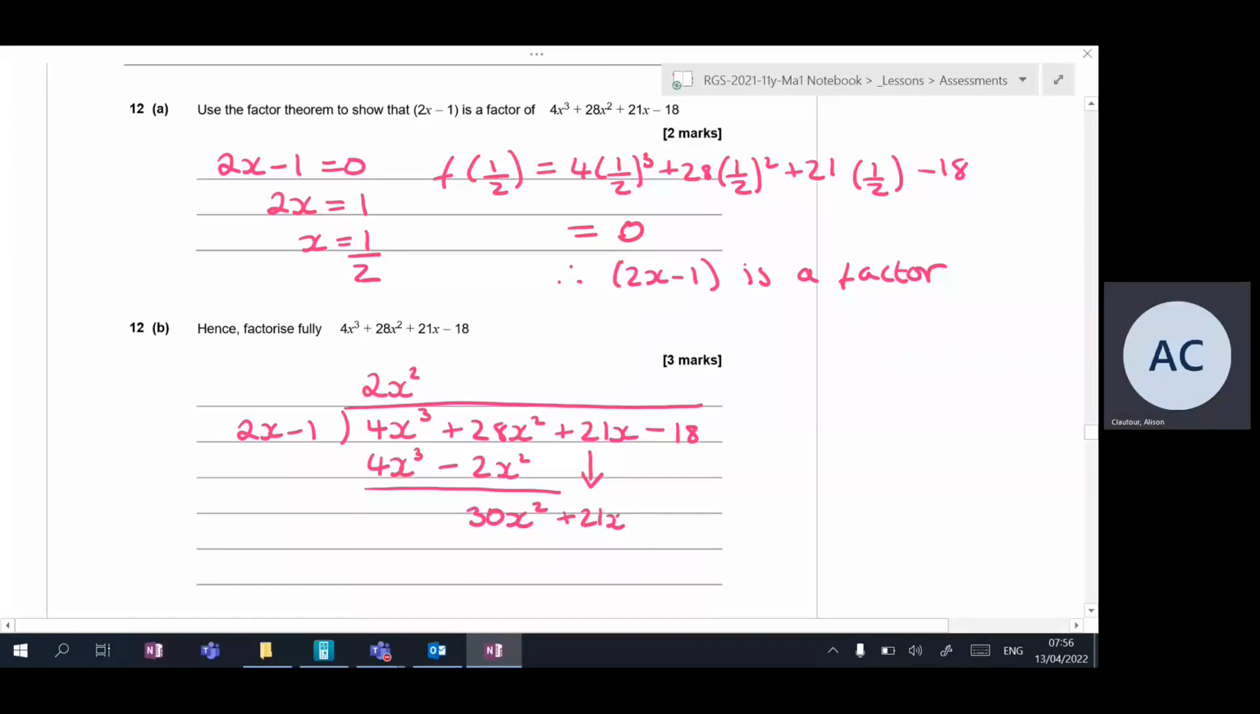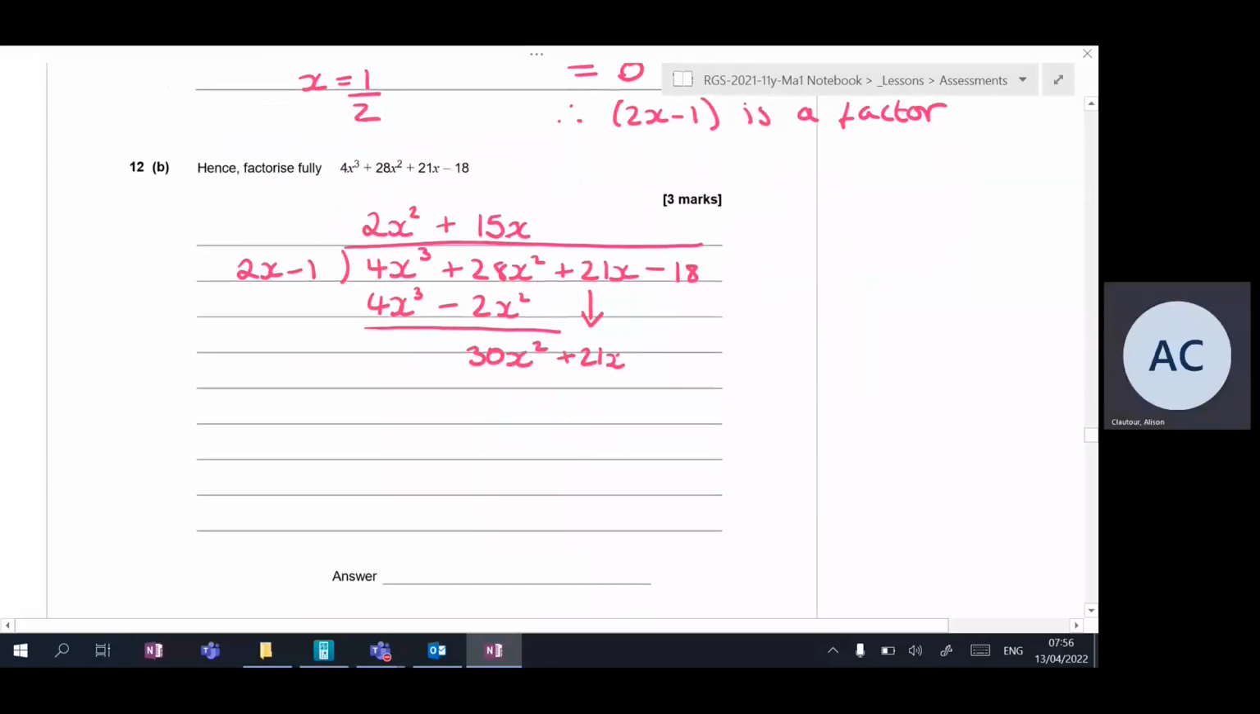So now I'm looking at how many times 2x goes into 30x squared. So 2 times 15 gives me the 30, and x times another x gives me the x squared. And then you're going to do the same process. So multiply 2x minus 1 by 15x. I've got 30x squared minus 15x.